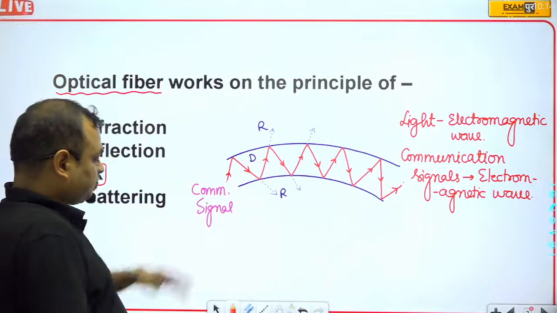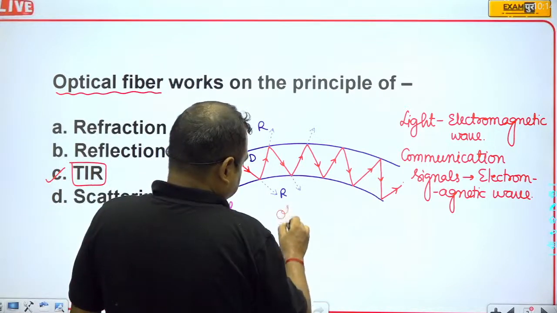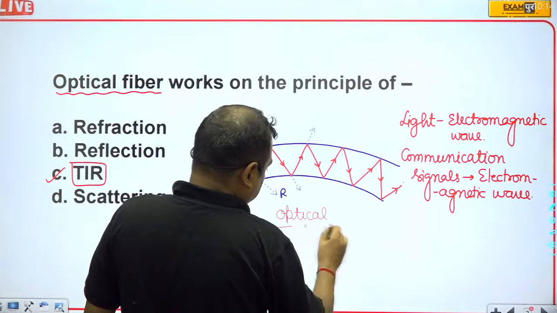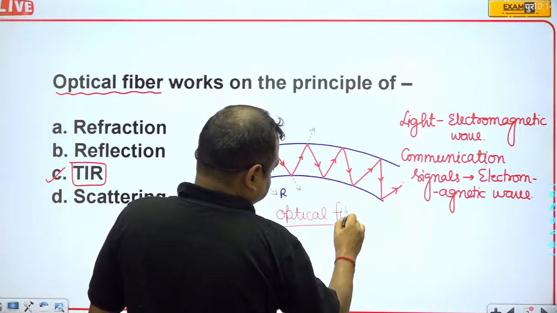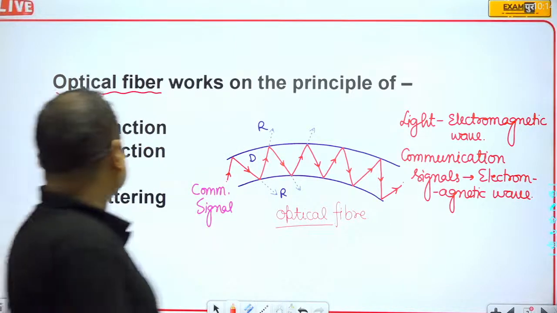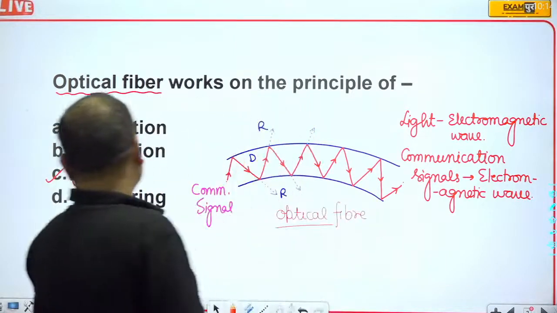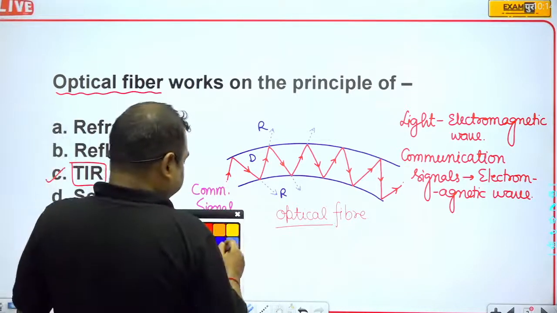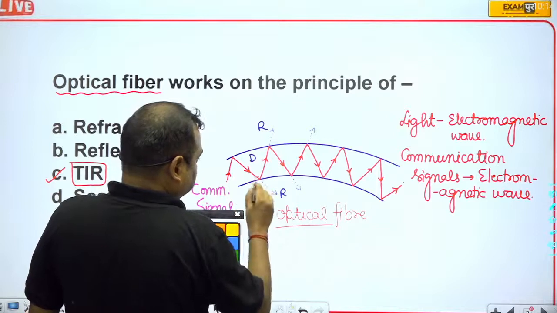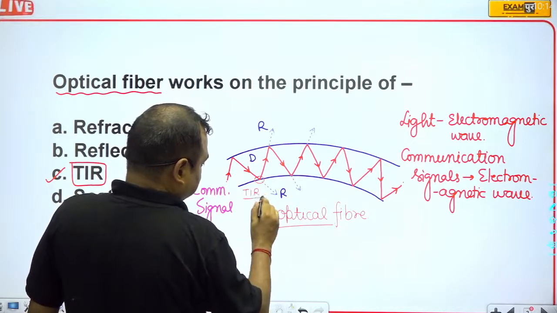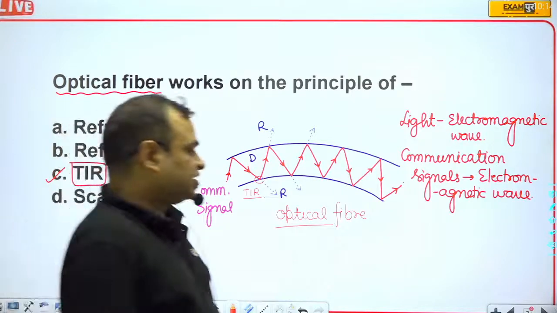This is the optical fiber, and these are the methods. So this is how the optical fiber works. Now, optical fiber works on the principle of TIR, total internal reflection. As I have already told, TIR occurs at the boundary.